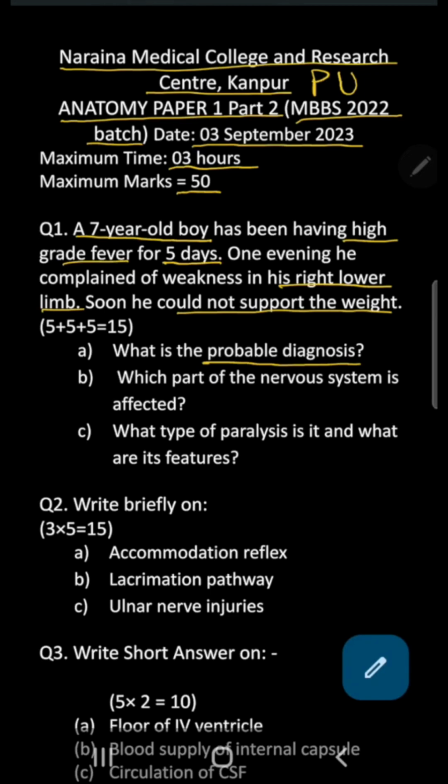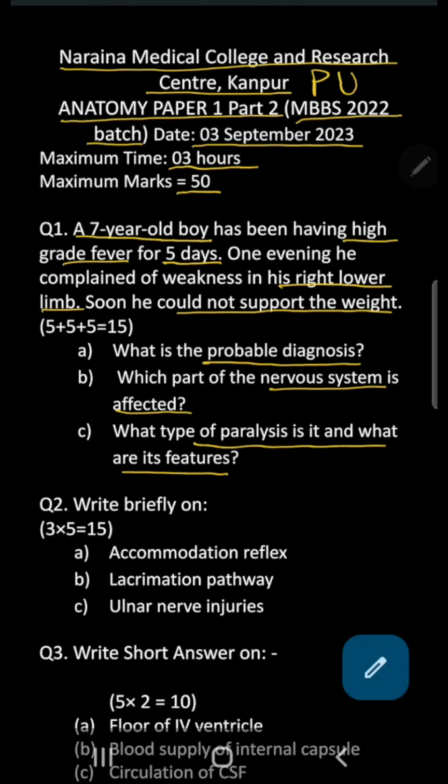But if this reaches higher up to the cervical segments, let's say C4, then it can be fatal as well, because there it's the phrenic nerve that arises from the anterior horn, and phrenic nerve, you know, it controls the movements of the diaphragm, so that can be fatal. Next question here is, which part of the nervous system is affected? Already told you that it's the anterior horn of the spinal cord which gets affected, and what type of paralysis it is, and its features that I told you is lower motor neuron type of paralysis.